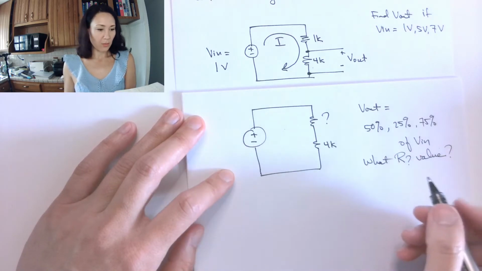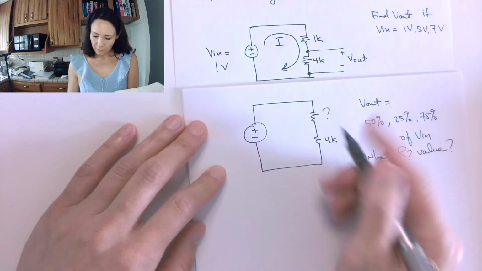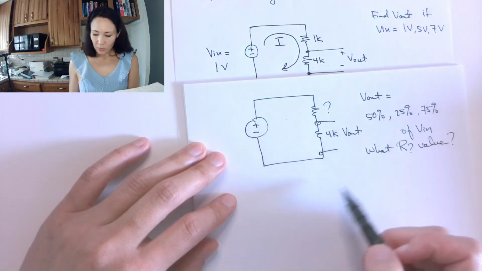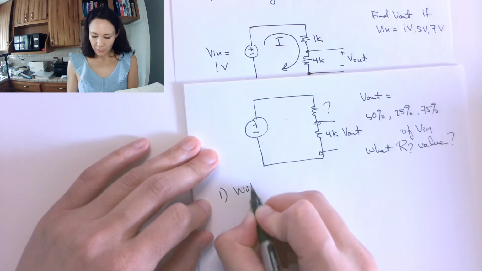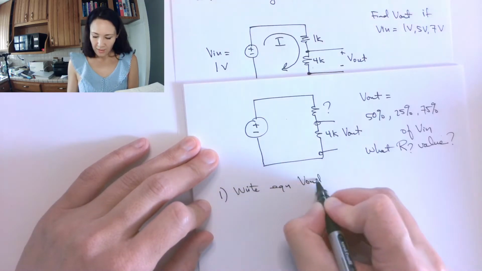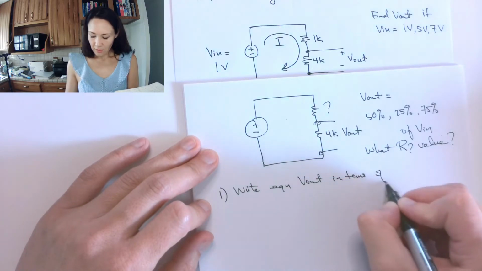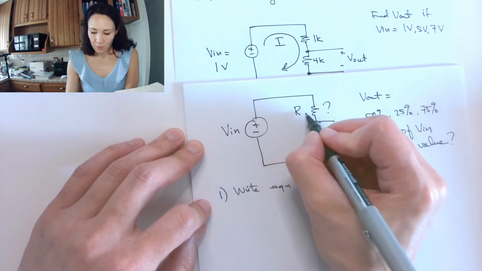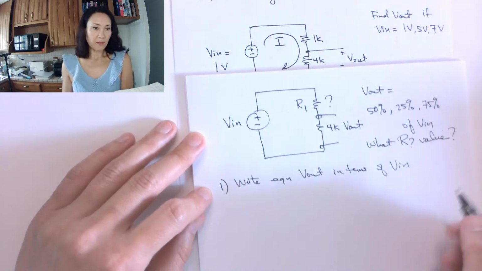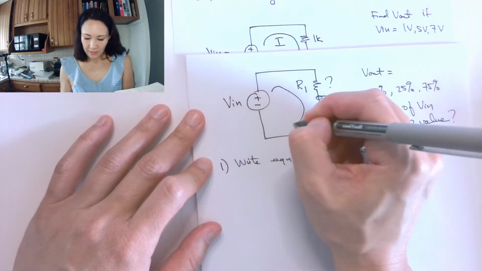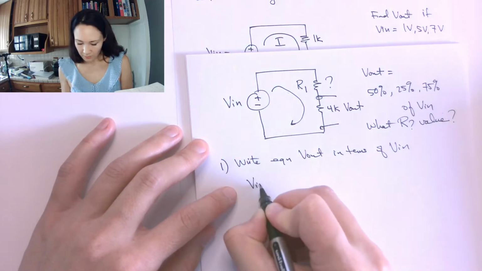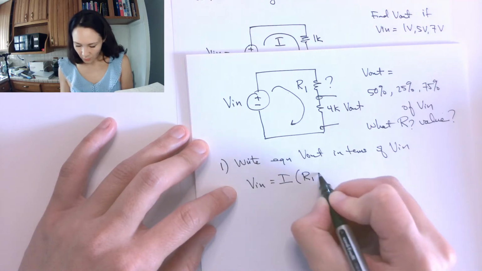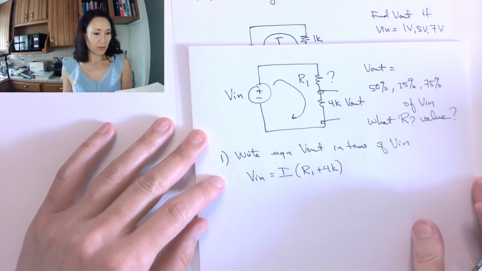Okay, great. So if this is our V out, the first step is we still want to write our equation for V out in terms of V in. So this is our V in, this is our V out. We don't know what this resistor is, so I'll just call it R1. Now, to find this current, using Ohm's law, V in is equal to I times R equivalent, which in this case is R1 plus 4K because it's a series circuit.